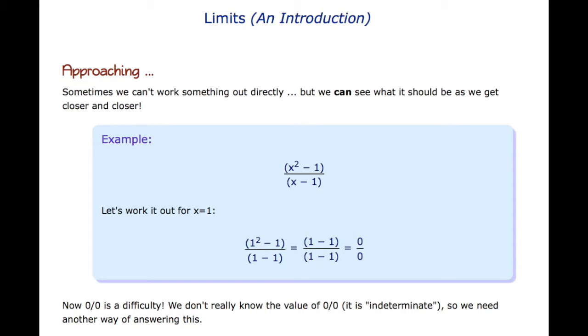Let's work it out for x equal to 1. So we have to substitute x as 1: 1 squared minus 1 over 1 minus 1. We will get an answer of 0 over 0. Now, 0 over 0 is a difficulty. Why? We don't really know the value of 0 over 0. It is indeterminate. So we need another way of answering this.